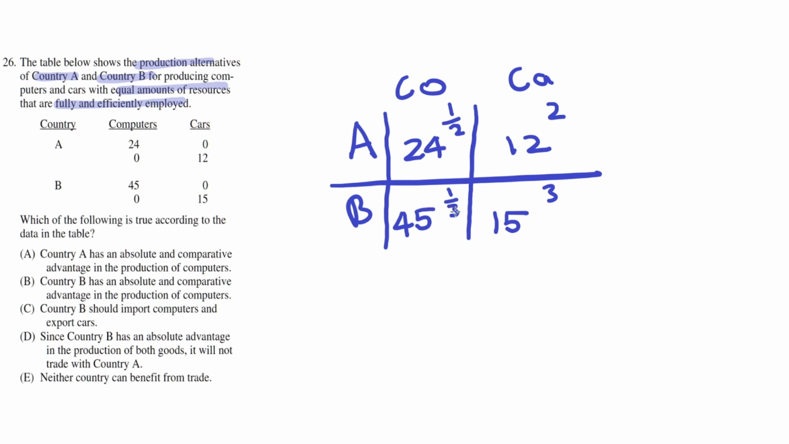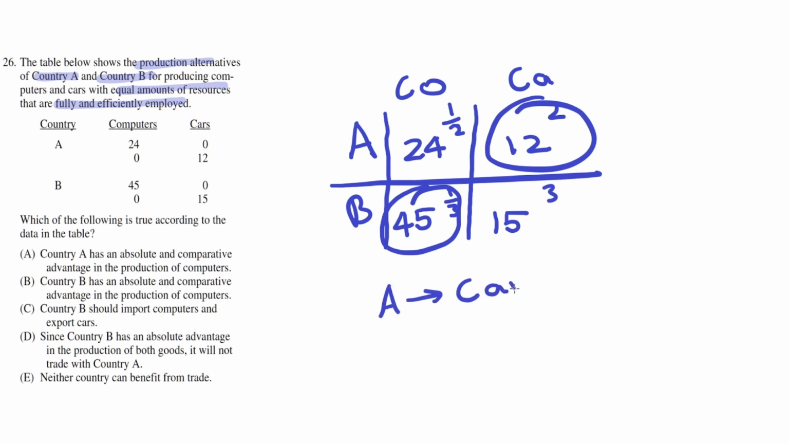So now comparing these comparative advantages, we can see that country B has a lower comparative cost in making computers. 1/3 is smaller than 1/2, so they should make computers. And for cars, country A has a lower comparative cost, meaning that it costs them less to make cars, so they should produce cars. Therefore, we should highlight this here where country A should produce cars and country B should produce computers.